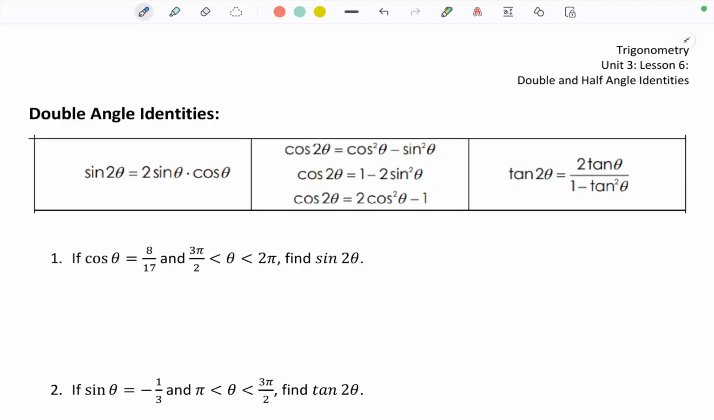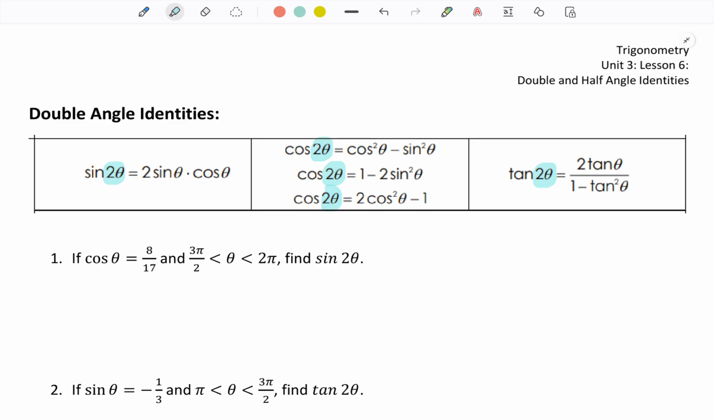So let's go ahead and talk about some double and half angle identities today. Double angle identities are when you have the measure of the angle doubled. Now, this does not always mean that you land on the unit circle. Of course, we do have some multiples where this happens, like 30 doubled is 60 and 60 doubled is 120.